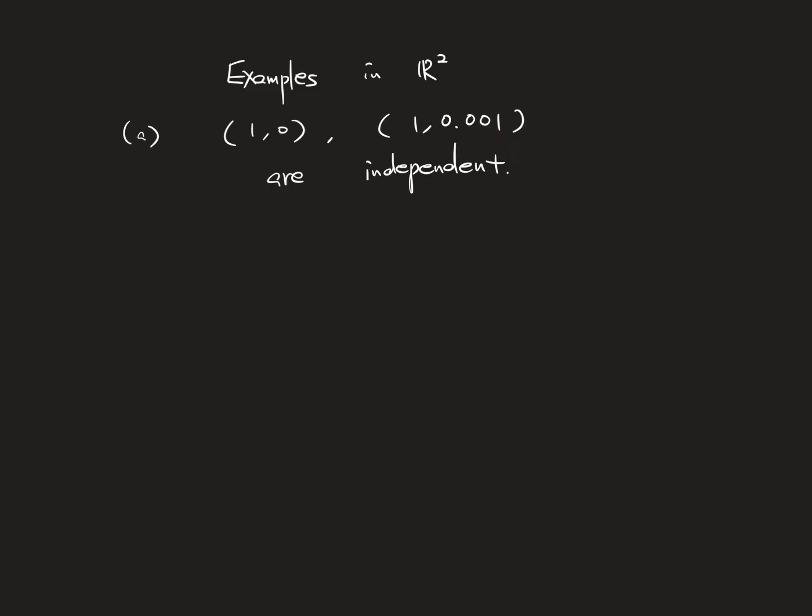Now we see some examples. We have two vectors, (1, 0) and (1, 0.001), which are independent because one vector is not a multiple of the other. B: (1, 1) and (-1, -1). Obviously, they're dependent, because when you multiply either vector by minus 1, we get the other vector. And (1, 1) and (0, 0) will be dependent.